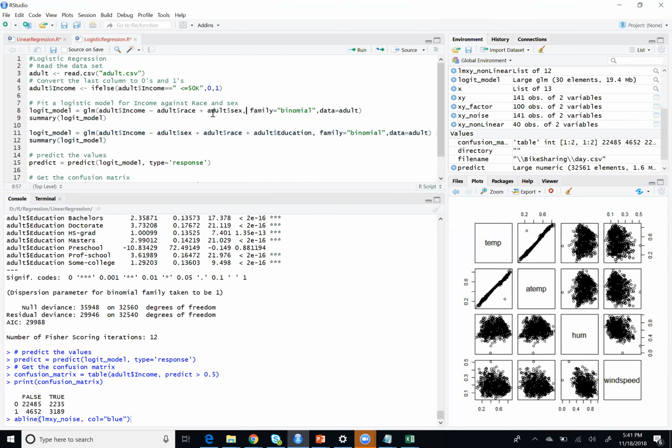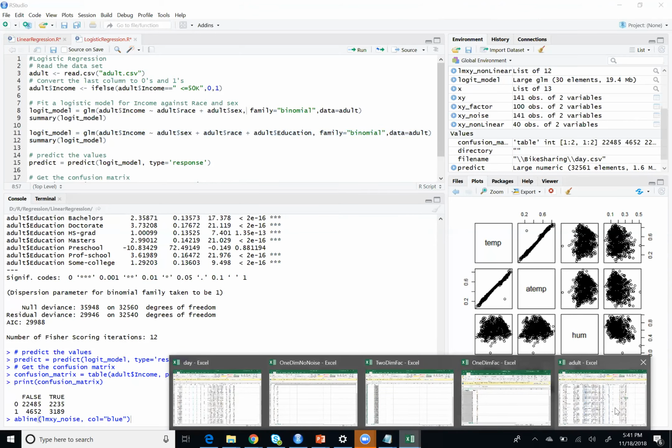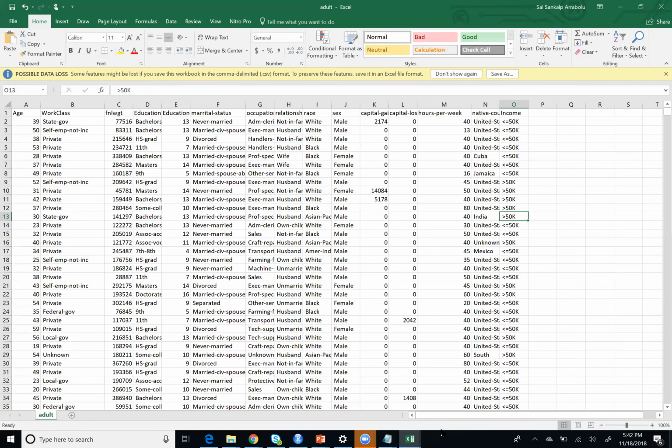So if I change the output, income, let's say I give you an observation with all the parameters I had here: someone has done masters, someone did bachelor's, this is their ethnicity, this is their gender, which working class they belong to, where they work, and how many hours per week they work.